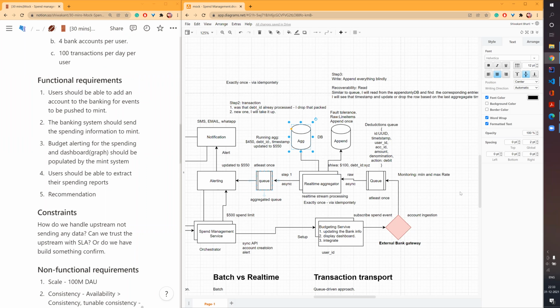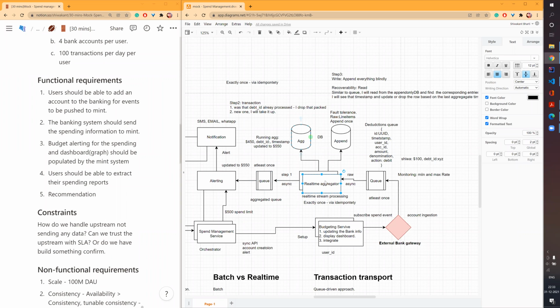I'll run through a very concrete example. Let's say I had set a $500 spend limit, and my last running aggregate was $450 spent. Now I just did a $100 spend. This $100 spend goes to the queue, and this aggregator will pull the information and then send the updated information downstream.